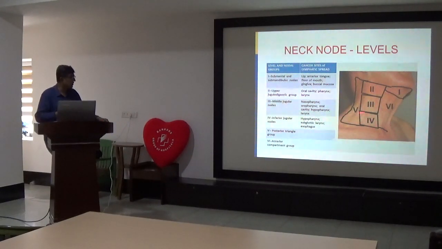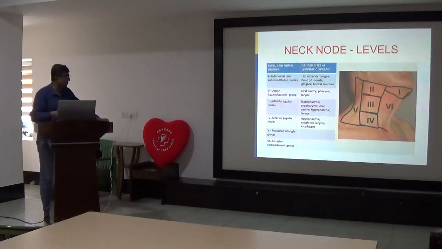Inferior jugular nodes: the hypopharynx drains into it, the subglottic larynx, esophagus and the thyroid also. So this level, the lower jugular, the larynx, hypopharynx and the esophagus would drain into this level along with thyroid.